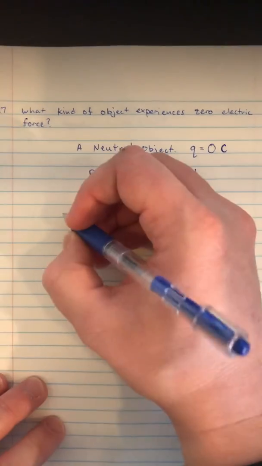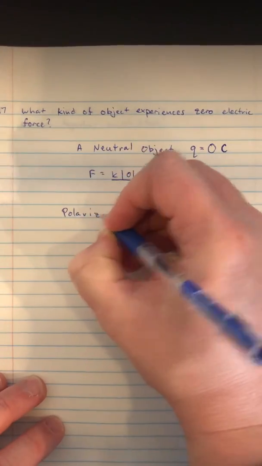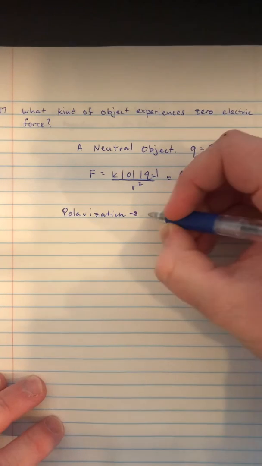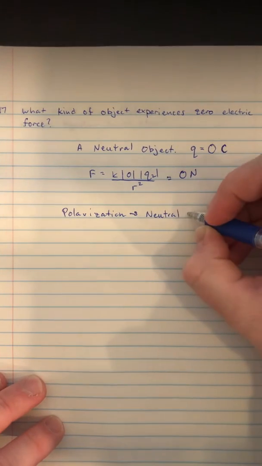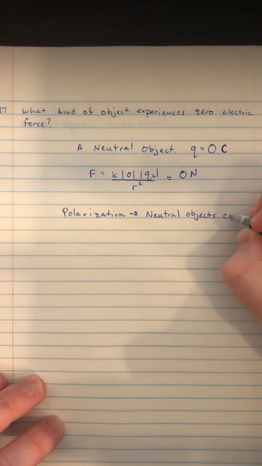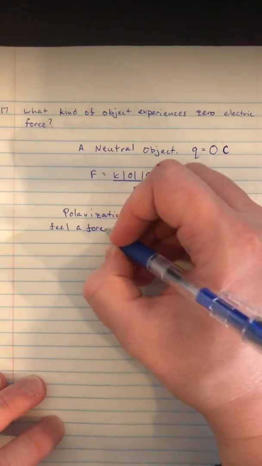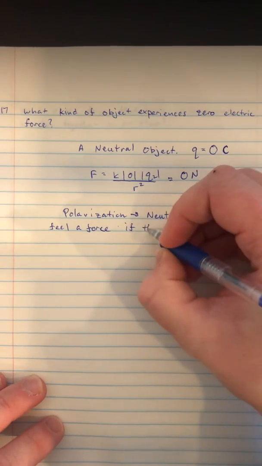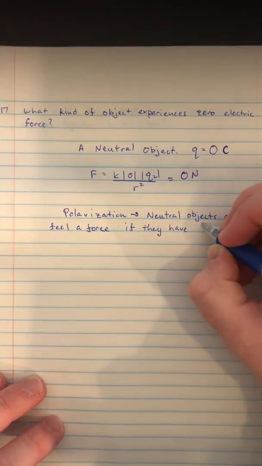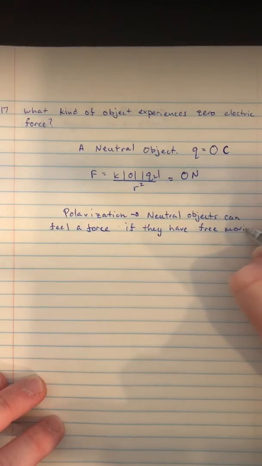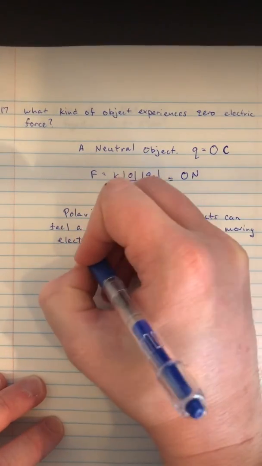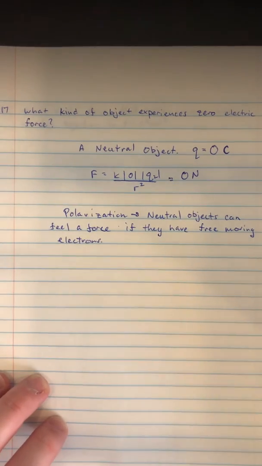So what kind of object experiences 0 electric force? A neutral object. Now, we can be a little bit more particular because we talked about in the 19.1 chapter PowerPoint that there is this thing called polarization, where neutral objects can feel a force if they have free moving electrons. Neutral objects can feel a force if they have free moving electrons.